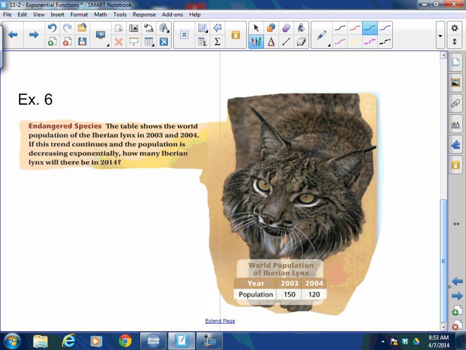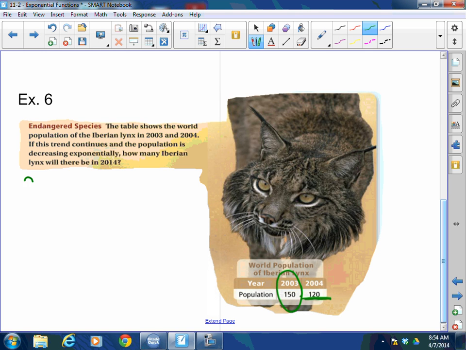Got an endangered species here. The table shows the world population of the Iberian lynx. It's one of the most beautiful and rare lynxes on Earth. In 2003 and in 2004, they had some population numbers. If this trend continues and the population is decreasing exponentially, how many Iberian lynxes will there be in 2014? Okay, all we were given is the original amount in 2003 and the new amount in 2004.